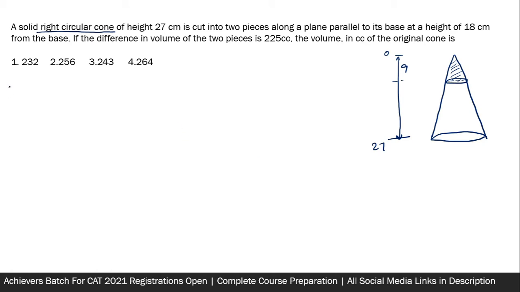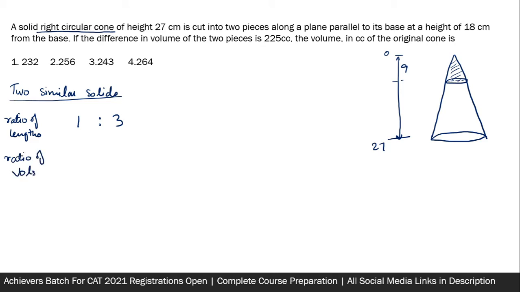To do this question faster and with a shorter approach, I would say that for two similar solids, if the ratio of length, okay, length could be anything. Here it could be height, radius, or slant height. If the ratio of length is 1:3, the ratio of volumes will be 1:27, the cube of the ratio of lengths. This will be true for any two solids which are similar in shape, whether two cubes, two spheres, two pyramids with the same base, two cones or two cylinders.